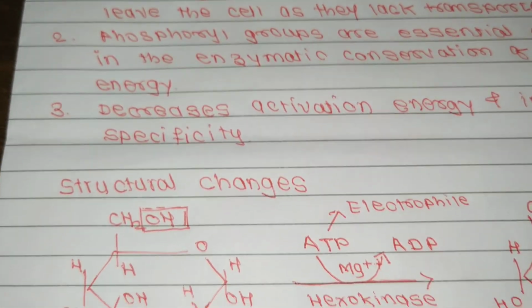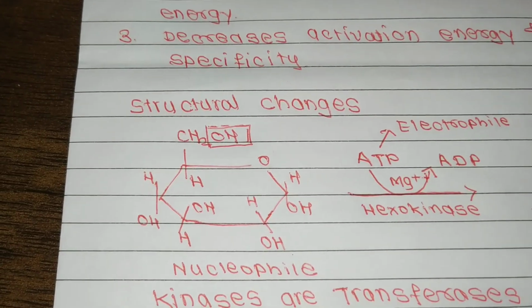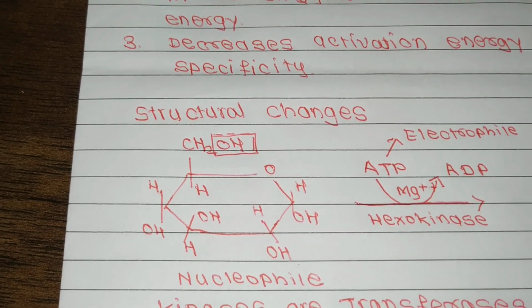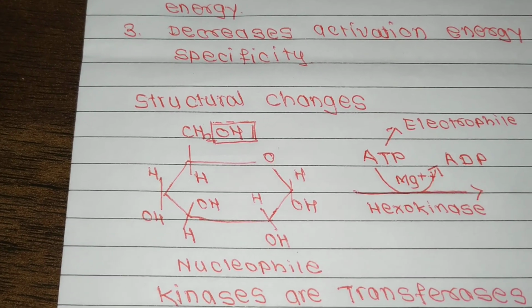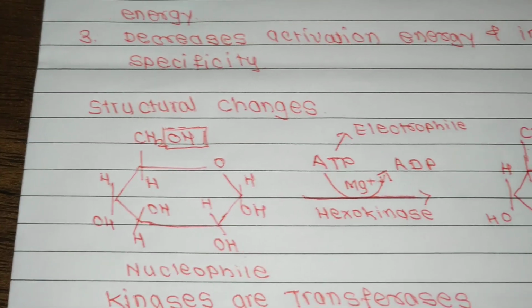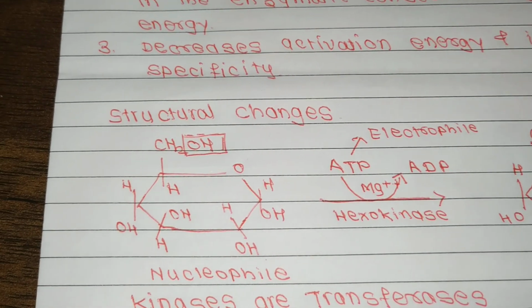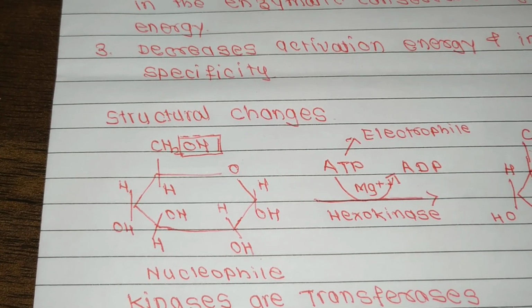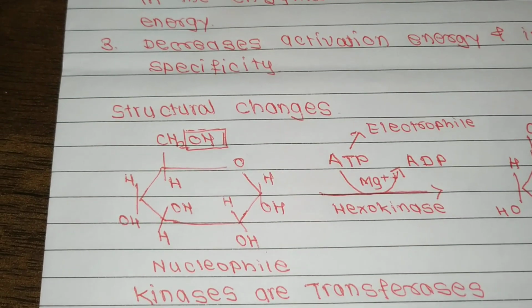Now, what structural changes are taking place in this reaction? Here, the first structure is of a sugar, glucose. Now, ATP donates its phosphate group to the sugar. Now, where is the change taking place? At position number 6, see, there is a hydroxyl group.